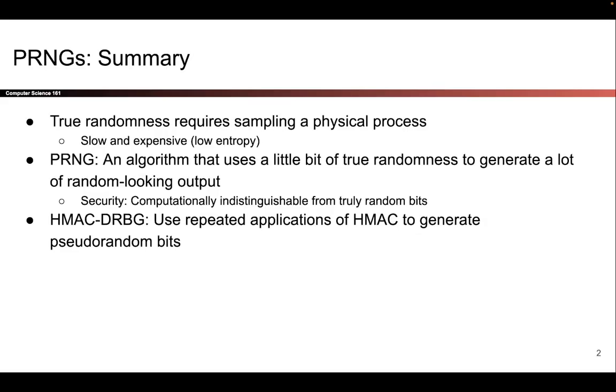As a quick refresher from last time, true randomness is expensive, so we designed the PRNG, which is an algorithm that takes in a little bit of true randomness and is able to efficiently generate a lot of random looking output. And the PRNG is secure when it is computationally indistinguishable from truly random bits from the perspective of an attacker. And we showed several different constructions of the PRNG, such as one based on HMAC.